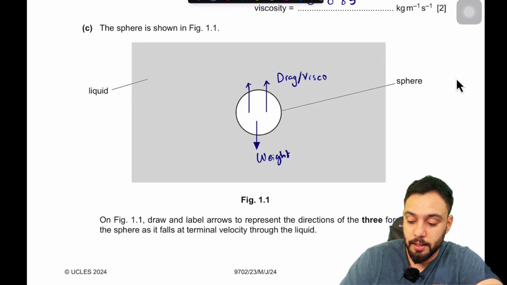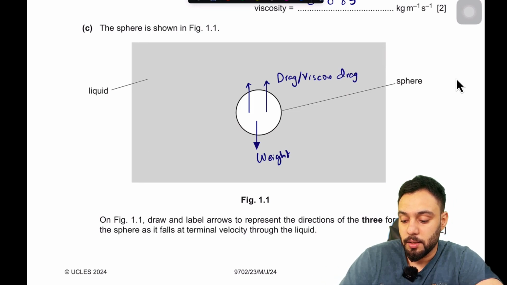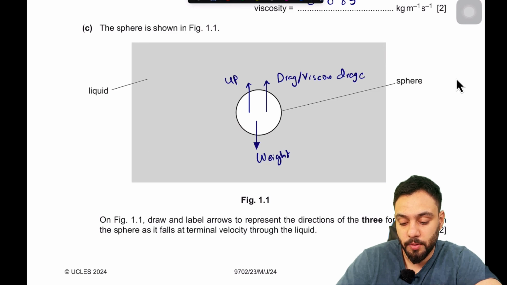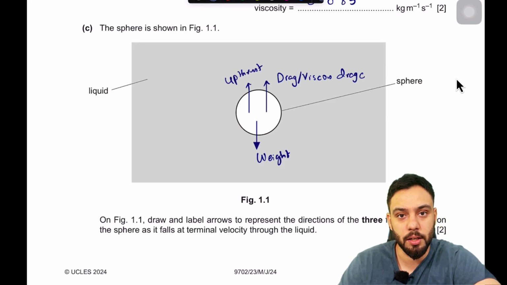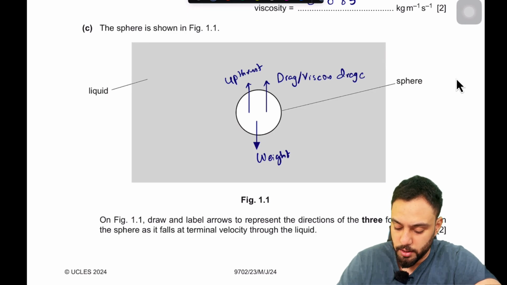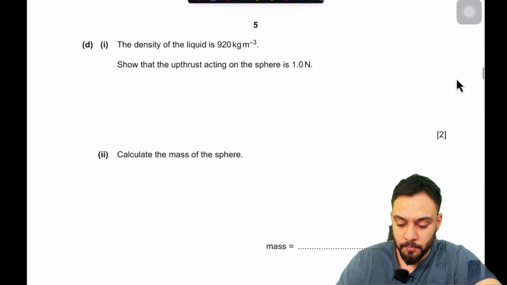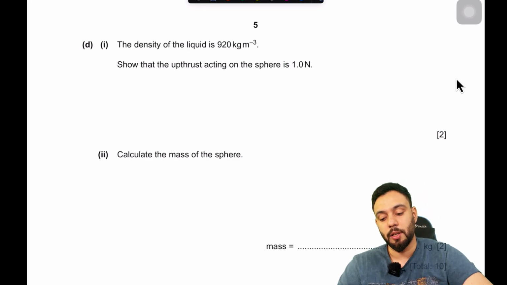So viscous drag and then the upthrust, the upthrust of the liquid. So these are the 3 forces that you're going to be marking. On that note, there's part D1. The density of the liquid is 920 kg per meter cubed. Show that the upthrust acting on the sphere is 1 newton.